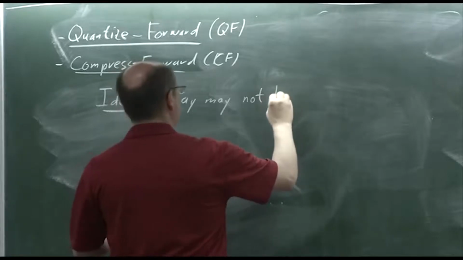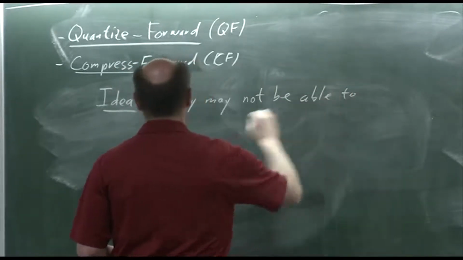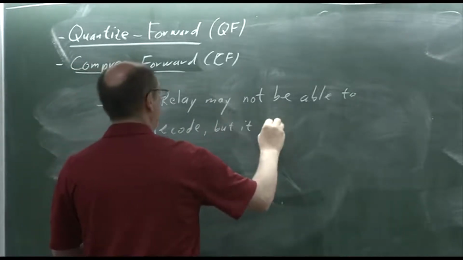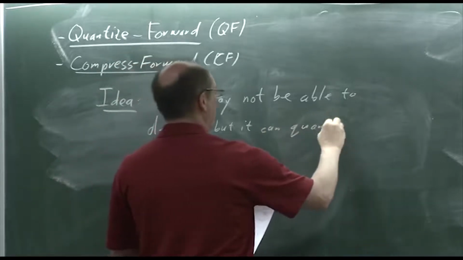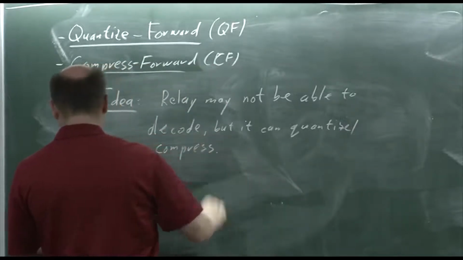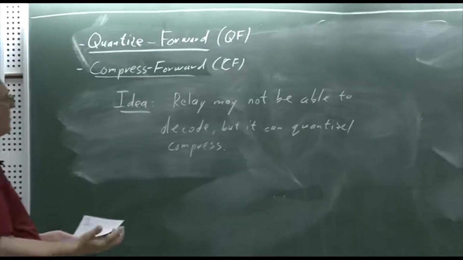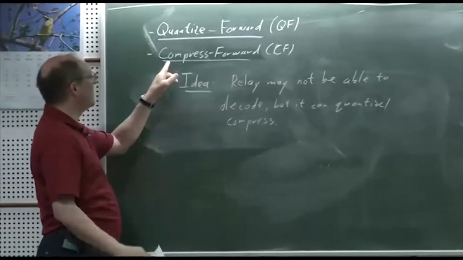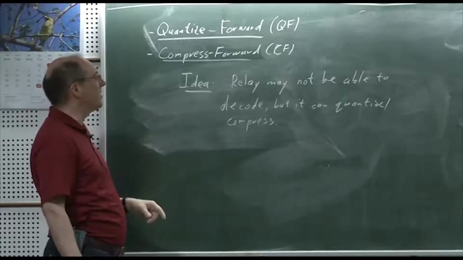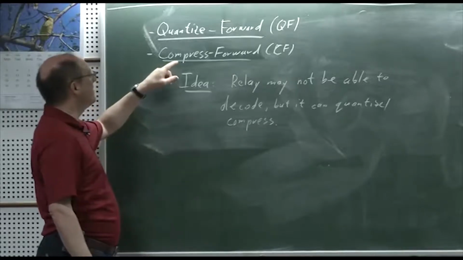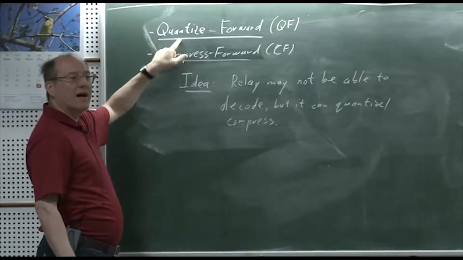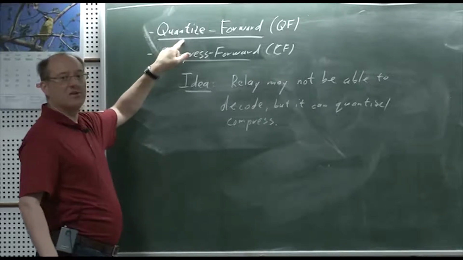A relay may not be able to decode, but it can, of course, always quantize and compress. And of course we'll want to use vector quantization in general. So we're again going to use block Markov superposition coding. This strategy was first developed by Cover in the Cover-El Gamal paper from 1970-something, maybe 78. Although what I'm going to show you is a simpler version of it, which turns out to work as well. And because it's simpler, it's easier to understand and manipulate.